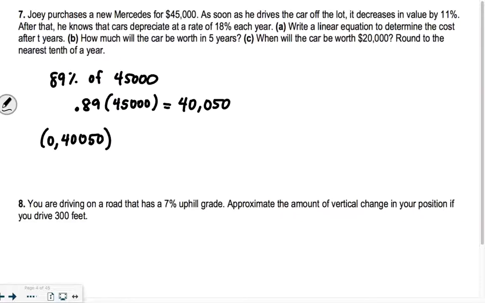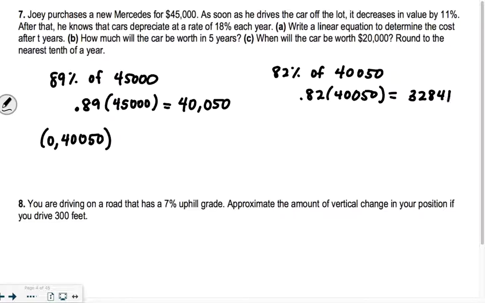Well, how much is it after 1 year? How do I find that? I'm going to multiply by 0.82, right? So 82%, I'm just kind of writing some steps here. So 0.82 times 40,050, do you guys have the number? 32,841, yep. So after 1 year, we have 32,841. Okay, that's 2 points for us.